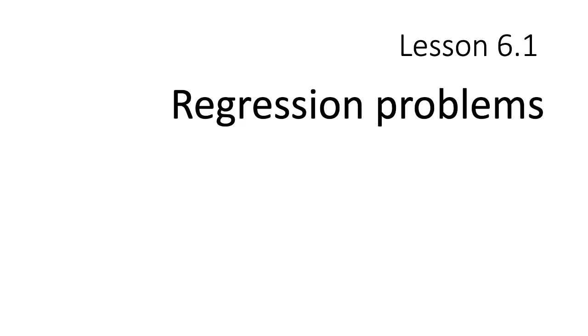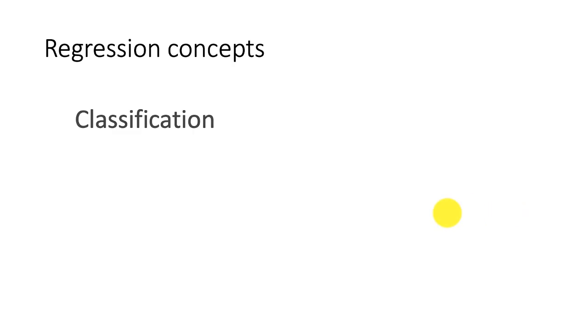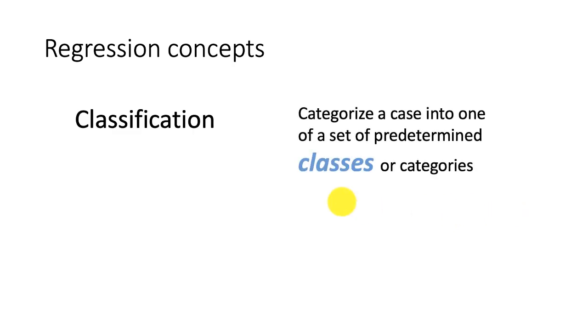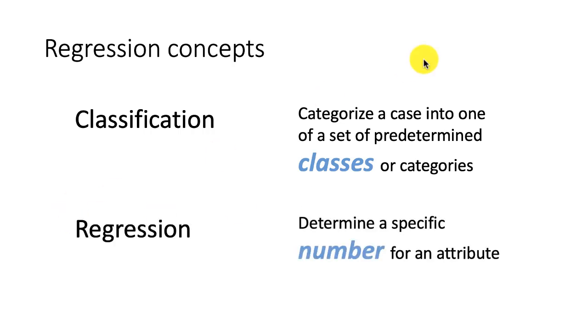Before visiting specific regression techniques, let's take a look at regression problems as a whole. We've already looked at classification, which involves categorizing a case into one of a set of predetermined classes or categories. And regression, on the other hand, as we've already discussed, determines a specific number for an attribute. It usually predicts a number for an attribute.